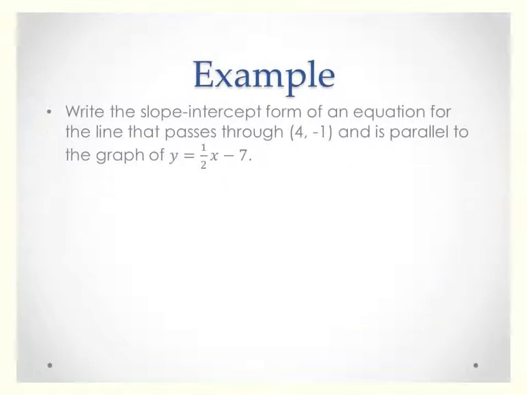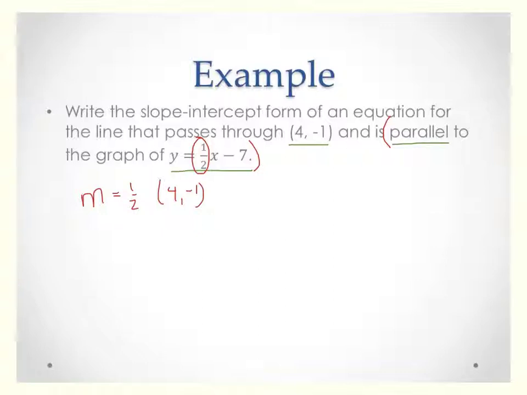So we want to write the slope-intercept form for an equation of a line that's going to pass through this point and is parallel to this line. Okay, so what this second half says, parallel to this line, that is telling you your slope. What is the slope of this line? Slope of this line is a half, so guess what the slope of your line is going to be? A half, and it's going to go through that point.